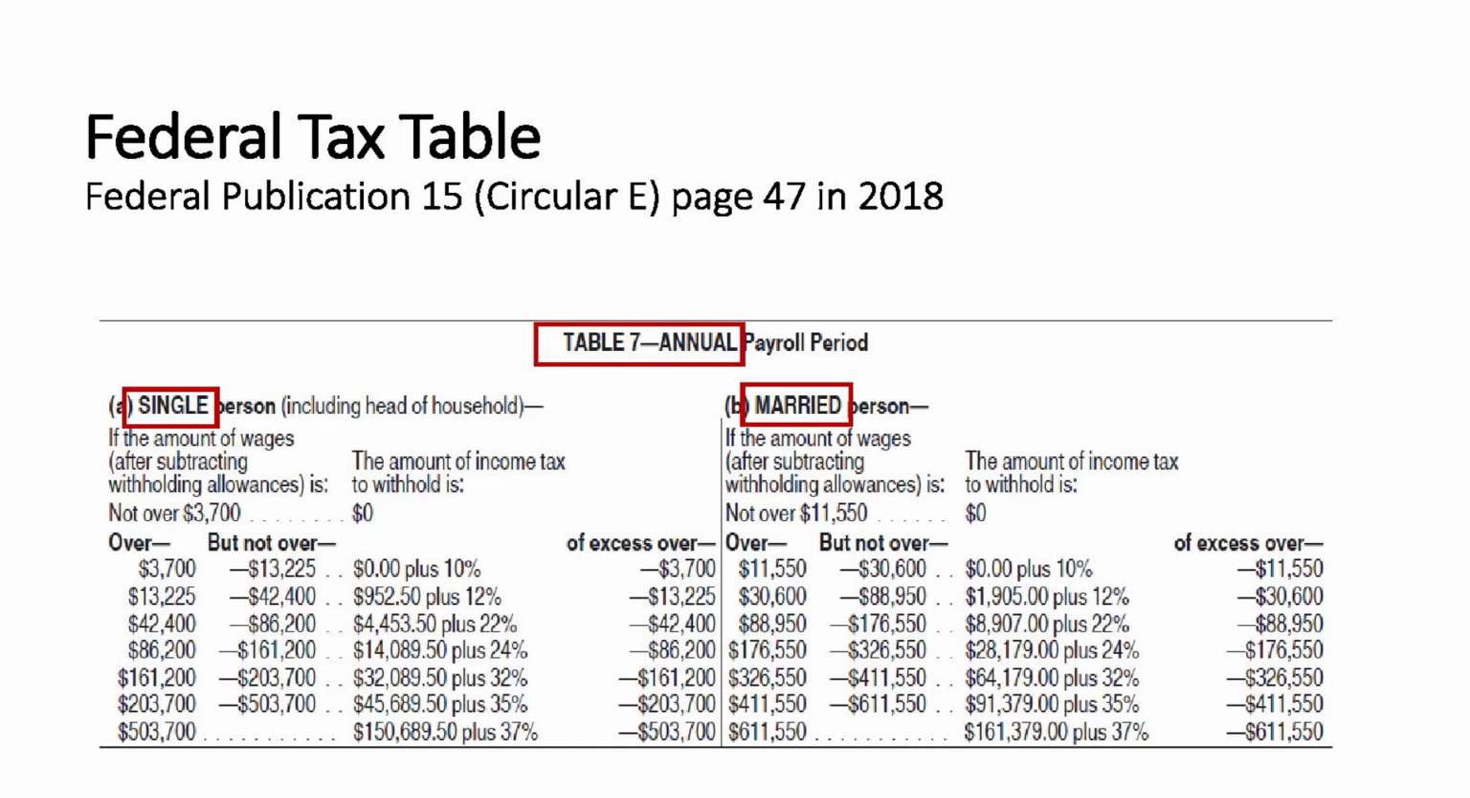Now all you need is Table 7. This table contains the annual payroll period percentages. For 2018, this table was on page 47 of Publication 15. Table 7 has the annual percentages for both the single and married tax tables. It is important to note PowerChurch uses only annual tax tables.